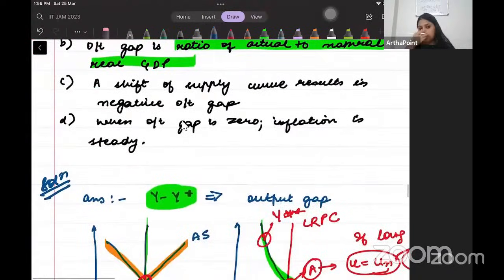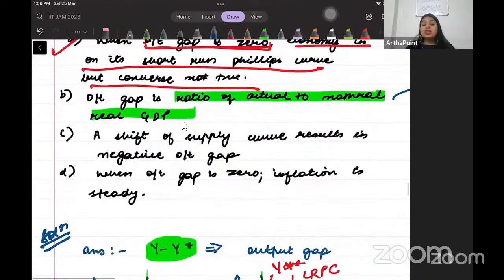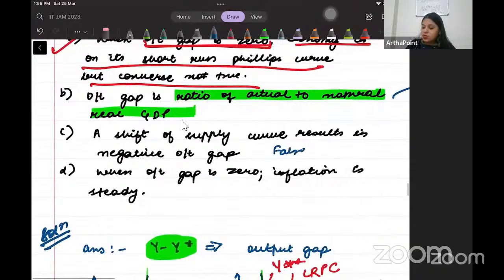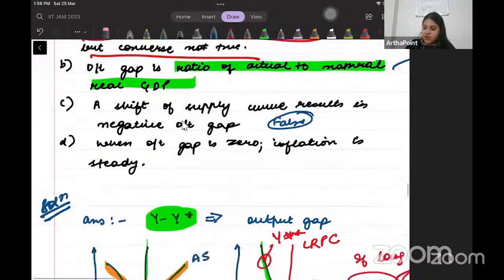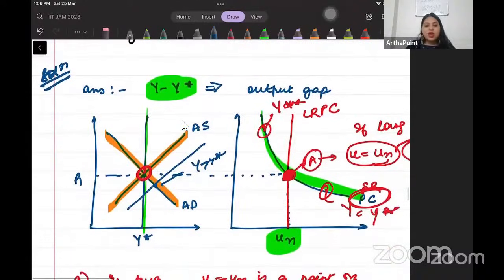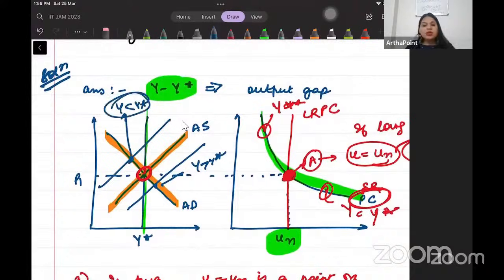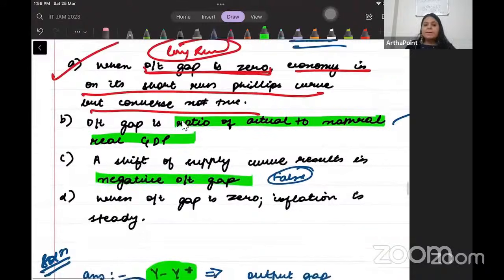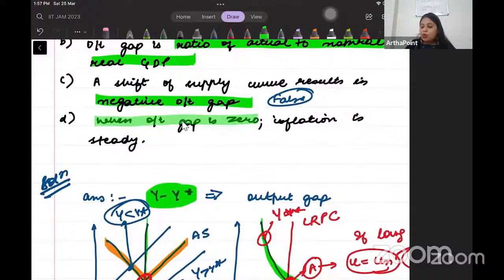Okay, come to the third one. A shift of the supply curve results in a negative output gap. This is definitely false. Why? Because they did not give you which way the shift is. Is this a rightward shift? Then you will have Y greater than Y star. Or is it a leftward shift? Then you will have Y less than Y star. So unless you tell me which shift, I can't tell you whether it is a negative output gap or a positive output gap, right?